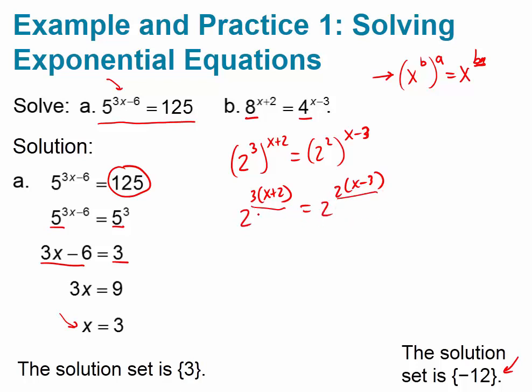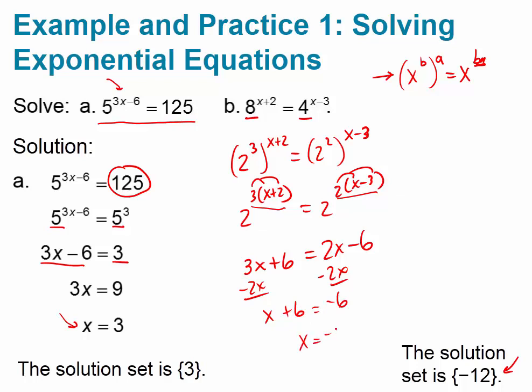So now, since these two are going to be equal, I could say these two exponents now have to be equal. And let's see, let's distribute this as we go here. So I would distribute the 3 up there. That would be 3x plus 6 is equal to 2x minus 6. All right, let's see. Subtract 2x from both sides. And I'll get x plus 6 equals negative 6. Subtract 6 from both sides now, and I'll get x is equal to negative 12.